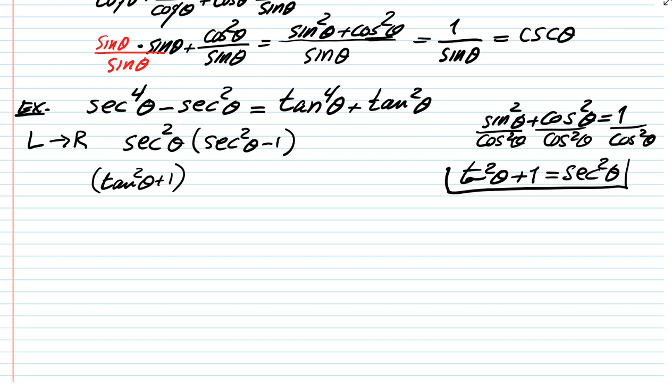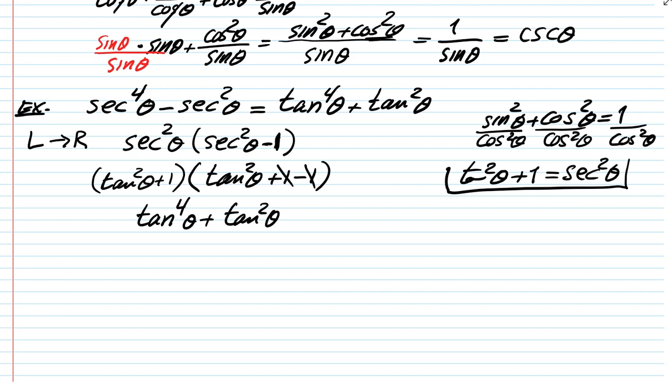And then on the right side, I have secant squared, which is, again, tan squared plus 1, minus 1. The minus 1 is the second term in the binomial. These are opposites, they add to 0, right? And then distribute the tangent from the right. That's tan to the 4th plus tan squared. And there you have it. You see that? That is the right side. So that's how this expression simplifies.